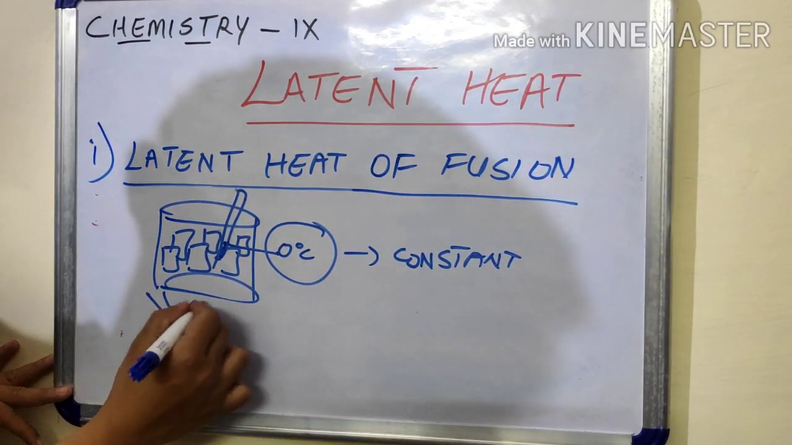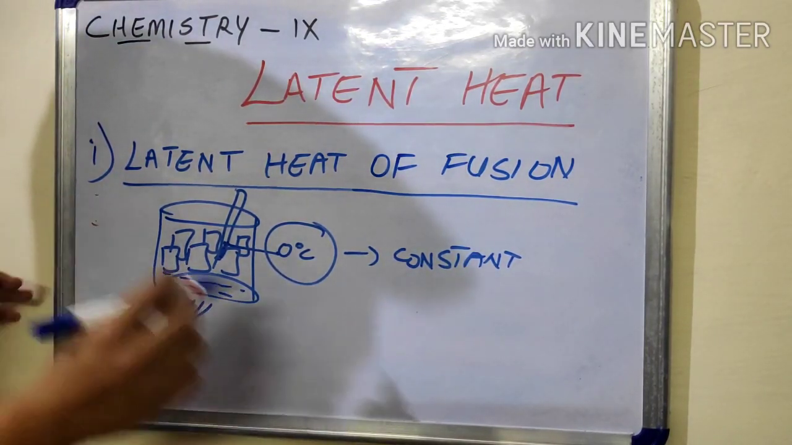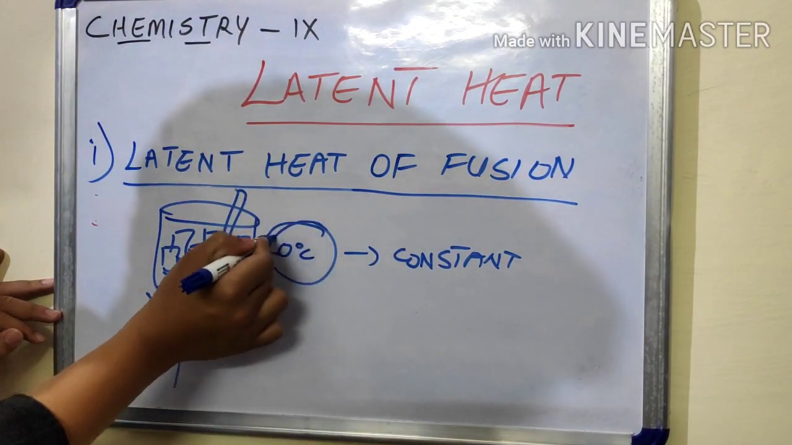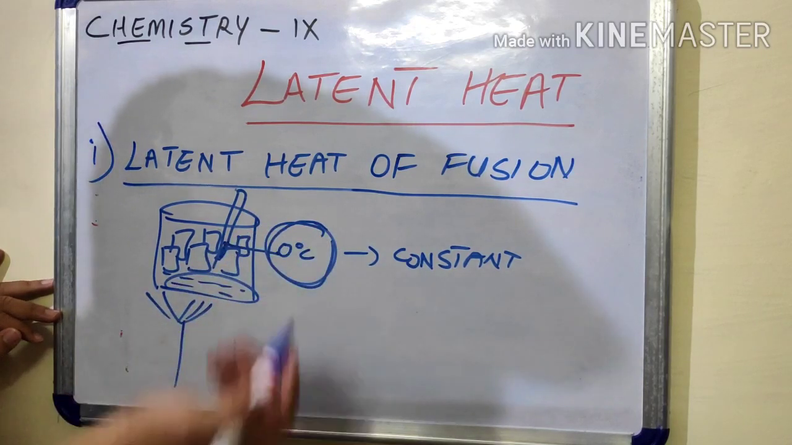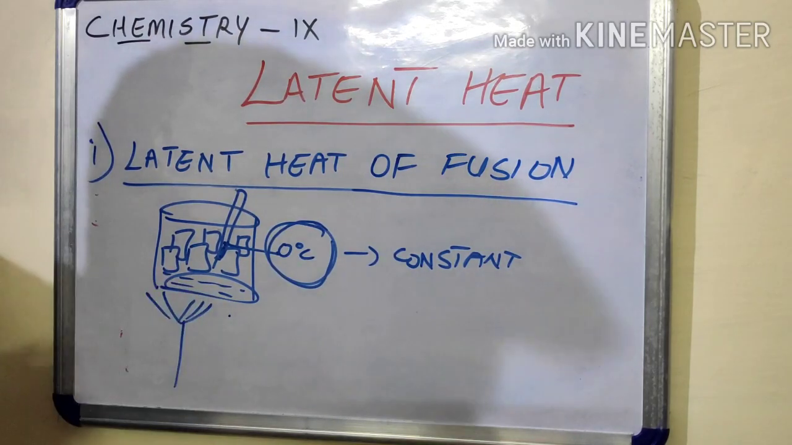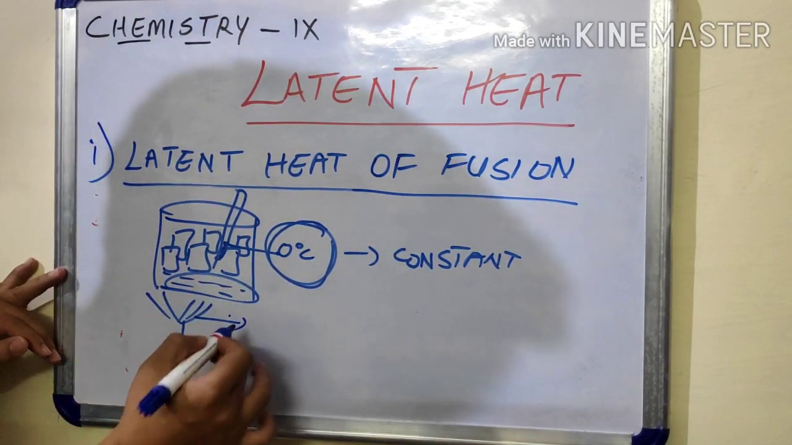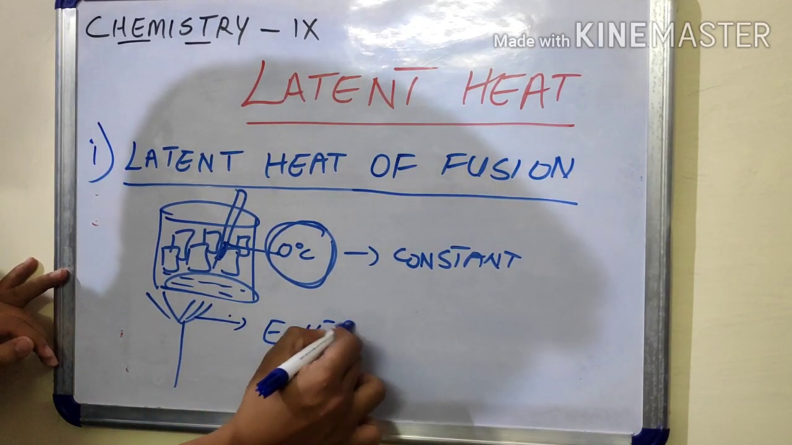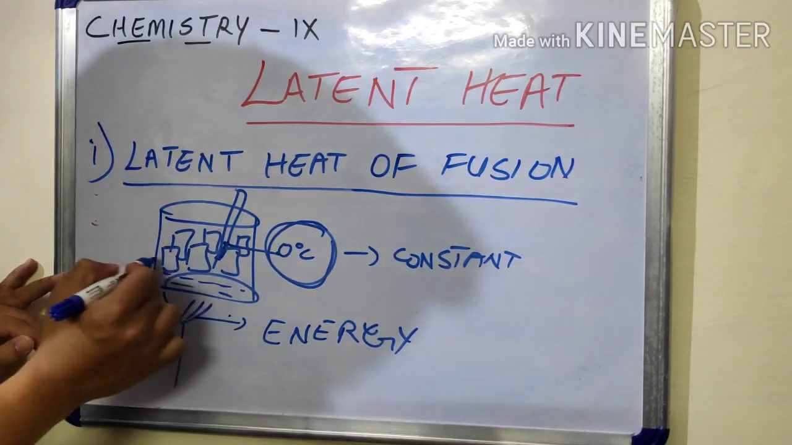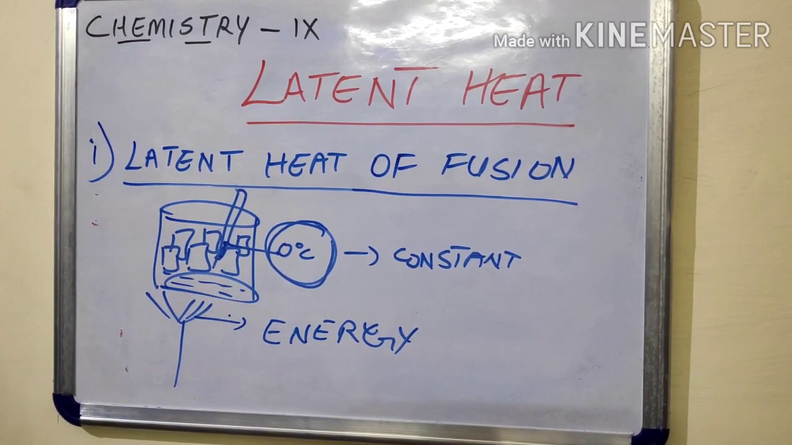You're providing some heat from down. So it will start melting into water. But till the ice is completely melted to water, this 0 degrees Celsius will remain constant. You won't see a rise in temperature. Till the entire ice is melted into water, the temperature will remain constant. Why? Again, the heat that you are providing is being converted to energy to break the bonds of ice and convert it into water. So this was your latent heat of fusion.